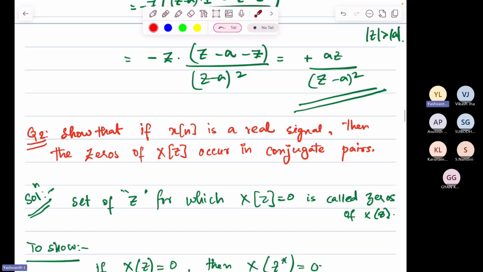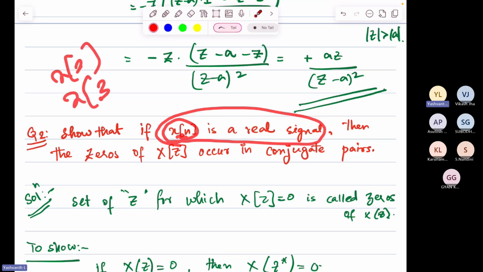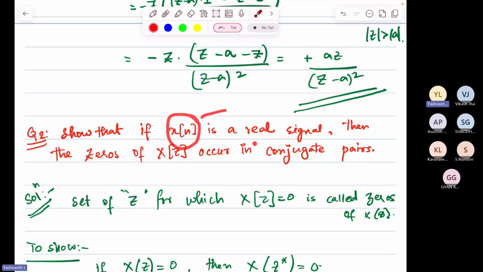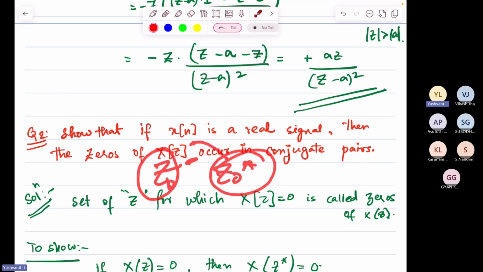So the question goes as follows. Show that if x of n is a real signal, that means what? The signal x of n, let's say x of 2, x of 3, or x of minus 2, for any value of n, that output x of n is a real number. And the question is, if that is the case, then the zeros of its z transform x of z occur in conjugate pairs. That is what I'm saying is that if z naught is a zero of x of z, then z naught conjugate will also be its zero. That is the question that we are going to prove.